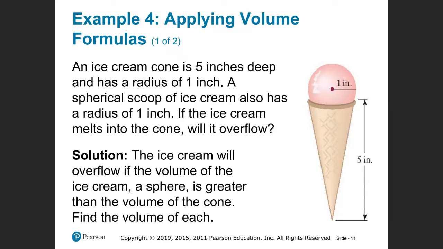An ice cream cone is 5 inches deep and has a radius of 1 inch. A spherical scoop of ice cream also has a radius of 1 inch. If the ice cream melts into the cone, will it overflow? The ice cream will overflow if the volume of the ice cream, which is a sphere, is greater than the volume of the cone. So we need to find the volume of each and then compare them.